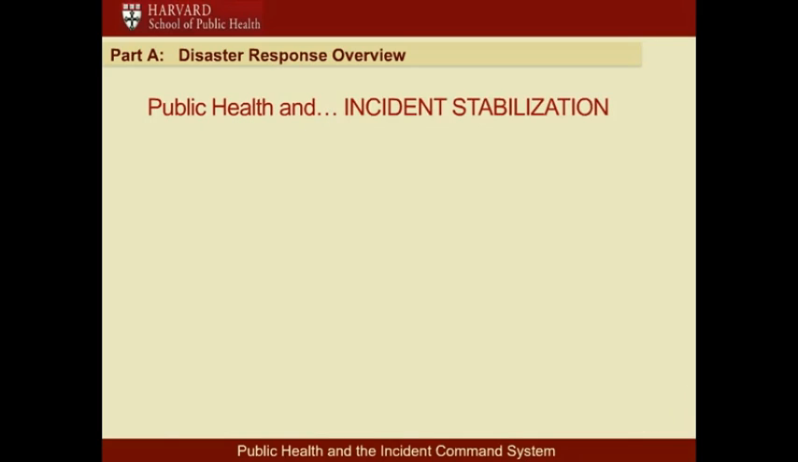Moving on to incident stabilization, public health can play a variety of roles in this principle. They could be providing risk assessments of pollutants that have been released into the atmosphere, looking at the potential effects on downwind properties. They could be looking at the effects of a pollutant release into a water supply and what might have to take place in order to make that supply safe to drink.